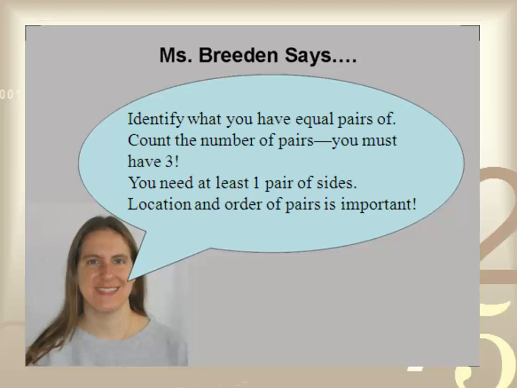When you're trying to figure out if the triangles are congruent, start by writing down what you have pairs of. Count the number of pairs, you need 3, and look at the locations.